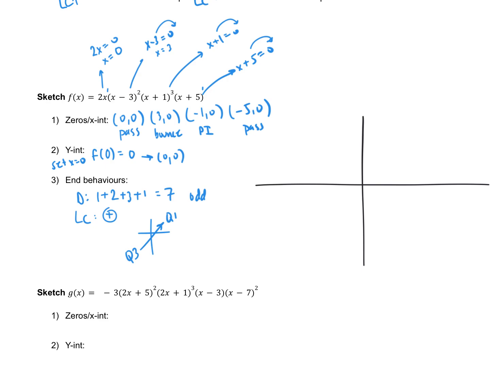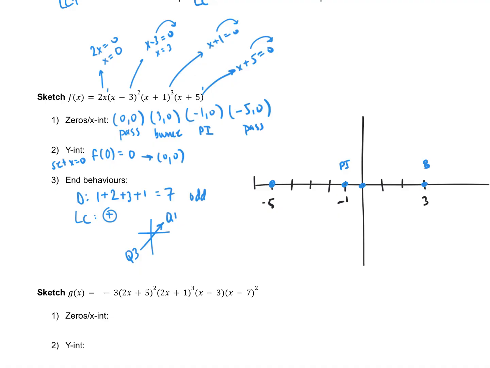So let's see. I need to go to negative 5, so negative 5. I have one at negative 1. Okay, so I'm going to plot my x-intercepts. Negative 5 is a pass. Negative 1 is a point of inflection. Positive 3 is a bounce. And (0, 0) is a pass.